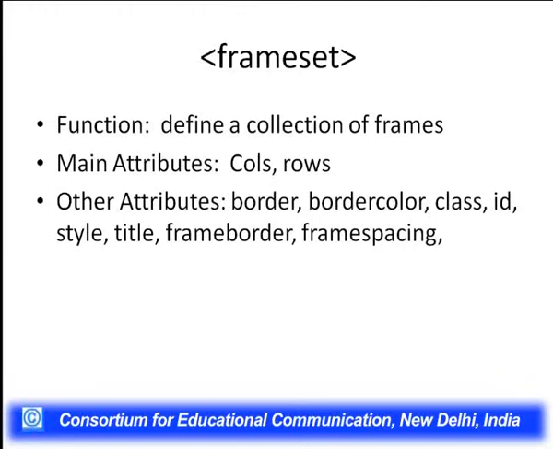The main attributes of the frameset tag are cols or rows, as I just told you. Rows and cols are used only one at a time. Either you can use a frameset that divides the page into rows, or you can use a frameset that divides your page into columns, but not both in the same frameset tag. Besides this, we will be discussing other attributes of the frameset tag, like border, border color, style, frame border, frame spacing, and others. We shall be continuing our discussion of framesets in a short while.